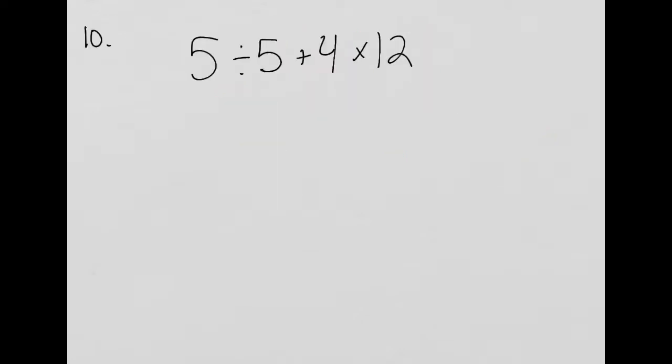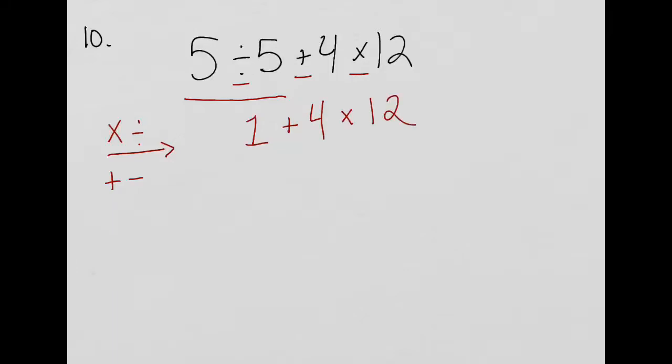Here's number 10. So remember, I look for my parentheses, brackets, and braces. I don't have any of them. So now I need to look for the operations I do have. I have division, addition, and multiplication. Multiplication and division are solved first, and then any addition or subtraction. So now I have to solve from left to right. Since the division of 5 divided by 5 is the furthest left, I'm going to solve that first. 5 divided by 5 is 1. I'm going to copy the rest of my problem, plus 4 times 12.